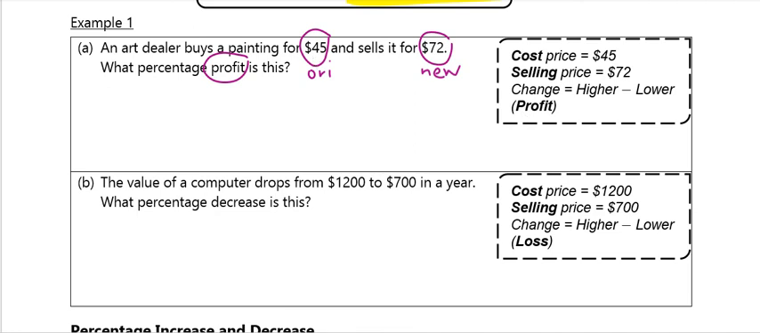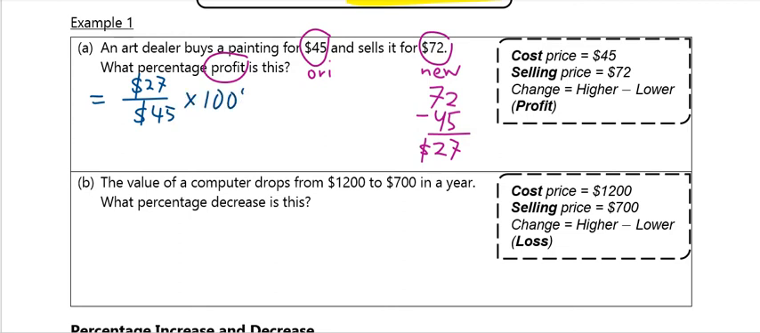So let's find out the amount first. So amount of increase will be $72 minus $45. So this one you will have 27. So this is your amount of change. So what you're going to do next is that you have to form a fraction of a numerator is going to be the change, which is $27, over original will be $45, and you have to multiply this by 100% because you want to find the percentage profit.